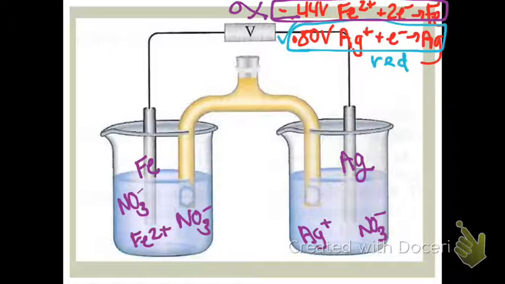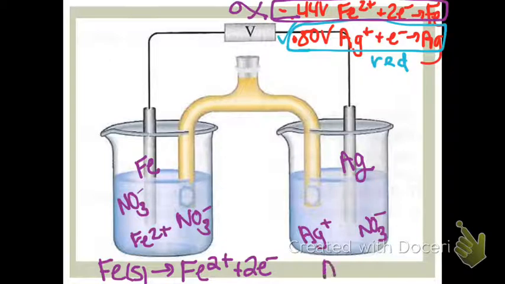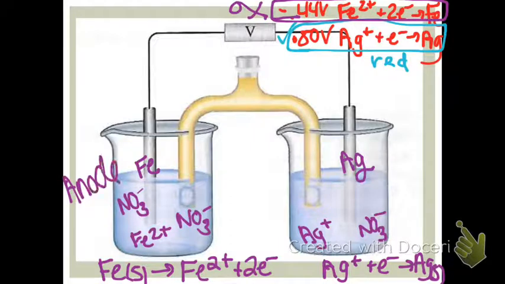What will happen in the beaker on the left? The opposite of what I thought originally. The iron will become iron 2 plus 2 electrons. On the right, the silver plus an electron will become silver solid. Because the one on the left is the site of oxidation, this is now my anode. On the right, because it's the site of reduction, this is now my cathode. Also remember that the electrons are flowing from the anode to the cathode. So I know that my electrons are going this way.